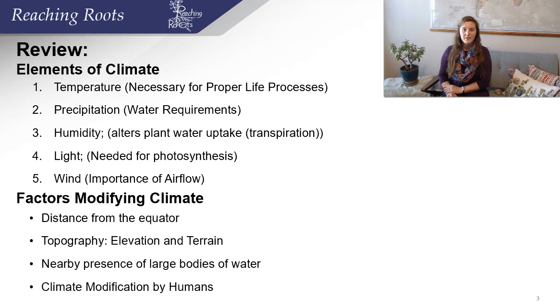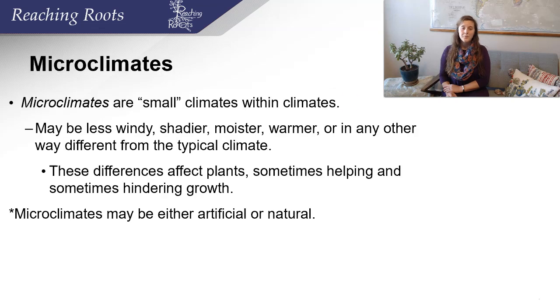In review of what we covered last time, what is weather? Weather is what's happening outside right now, but climate is the average over a long period of time. The elements that make up climate are temperature, precipitation, humidity, light, and wind. These all influence plant growth. Other factors that modify climate are distance from the equator, topography, nearby presence of large bodies of water, and climate modifications by humans, such as smog.